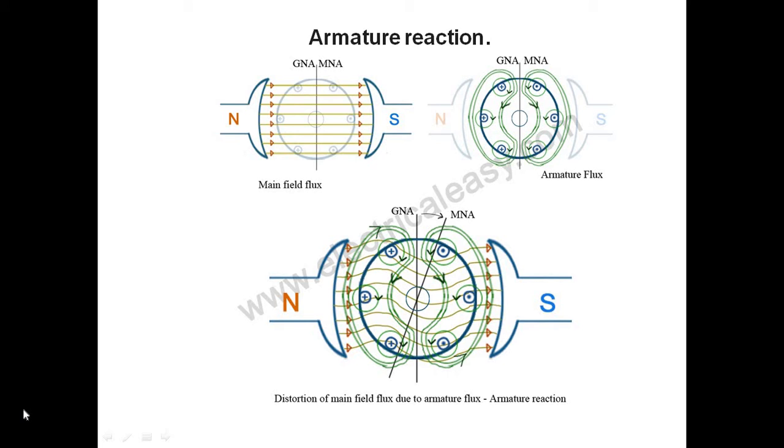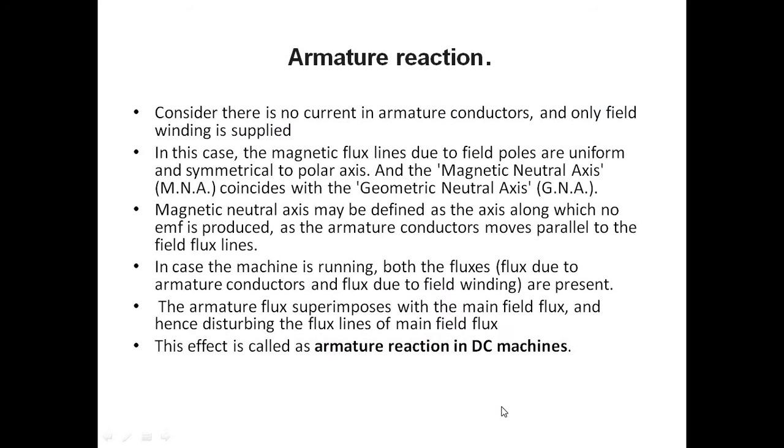The basic diagram in the armature reaction shows the geometrical neutral axis and the magnetic neutral axis. The first diagram represents the main field flux. The next one is the armature flux. The distortion of main field flux due to the armature flux is called armature reaction.